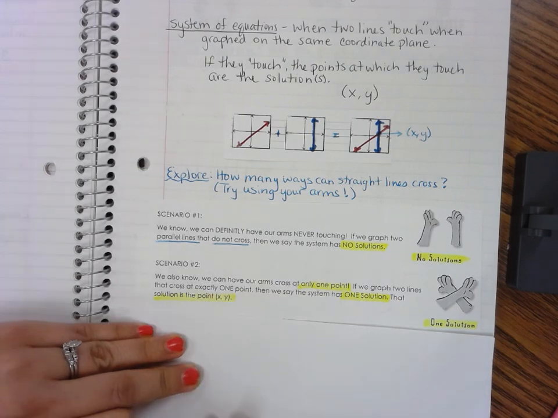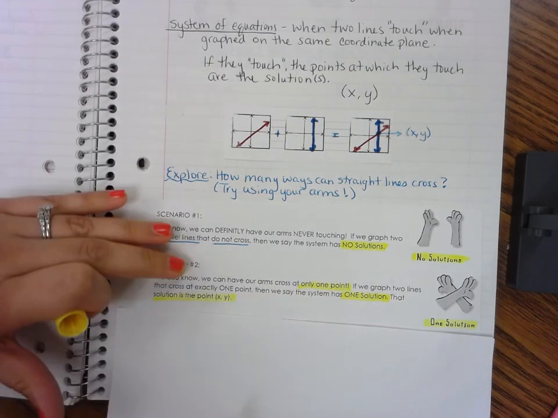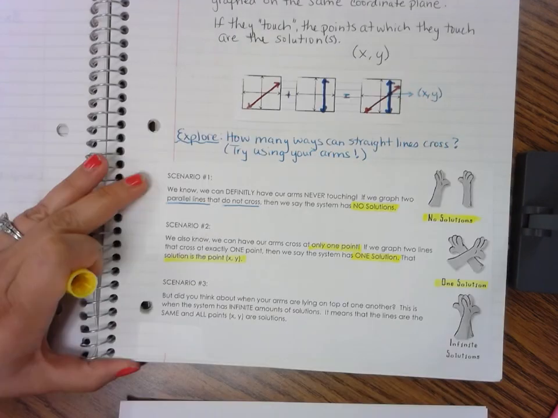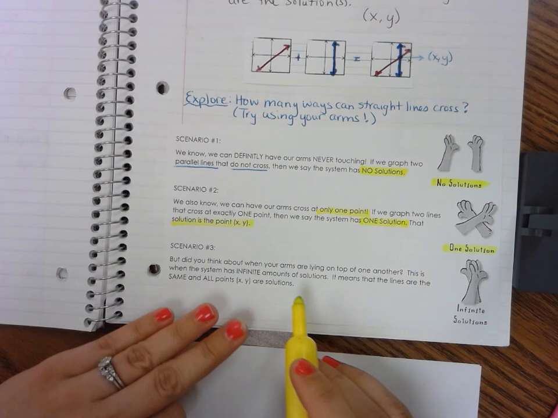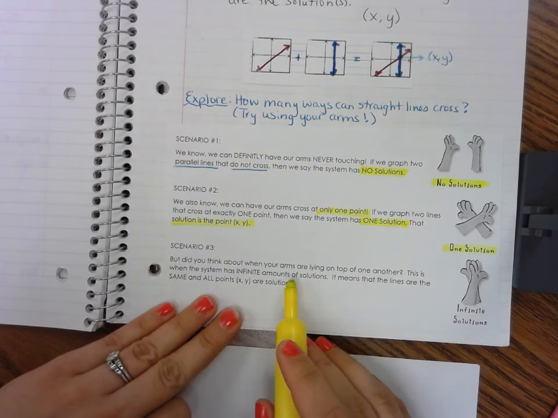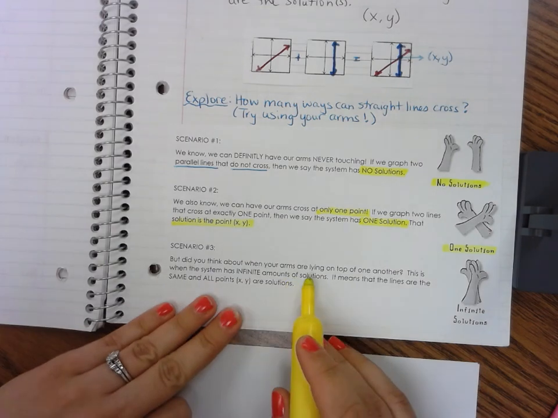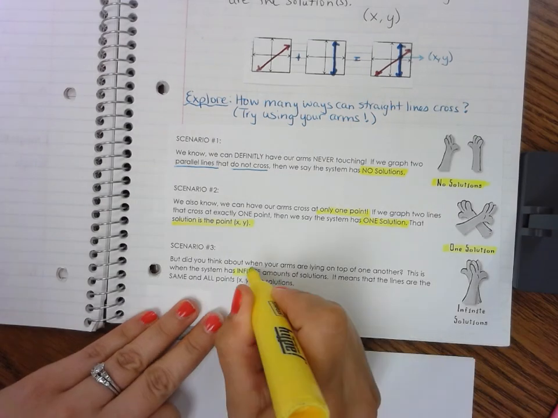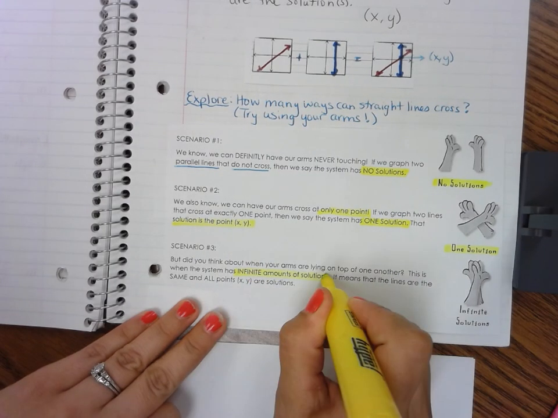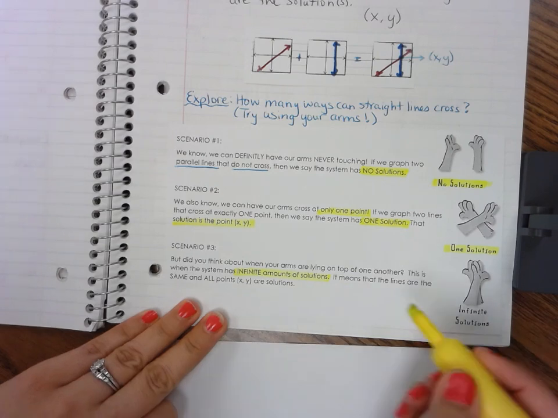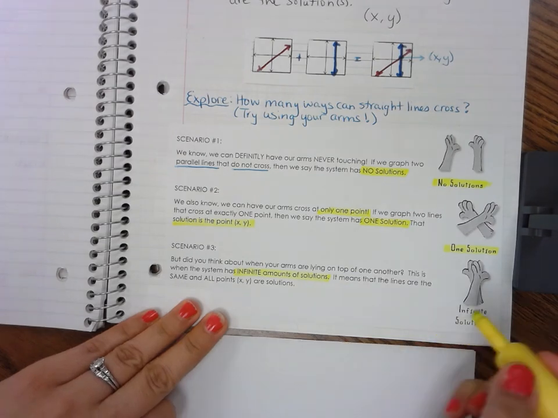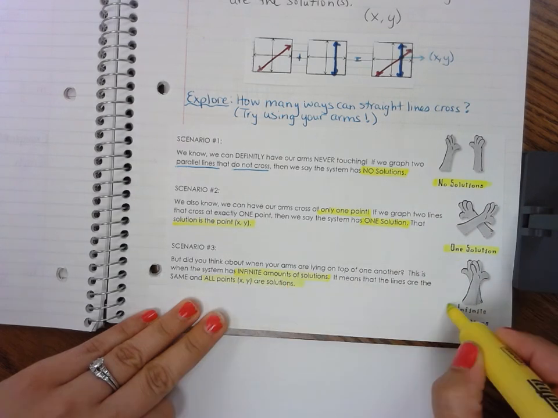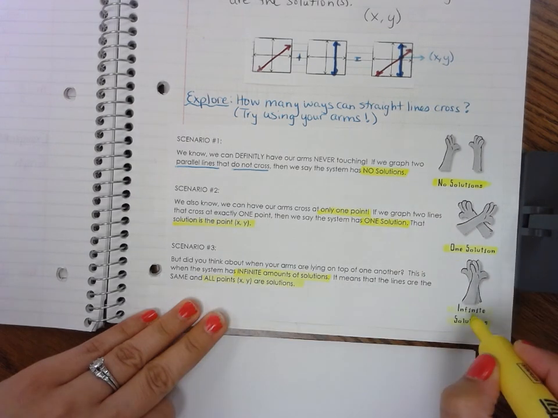On our graph. The last scenario is what happens if when we cross our arms, they are on top of one another. This system means that they have infinitely many solutions. That means that all of the points are solutions, because every value of x and y is going to be the same for both lines.